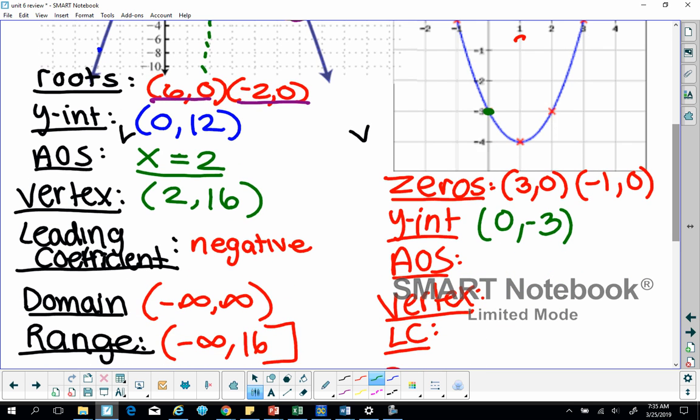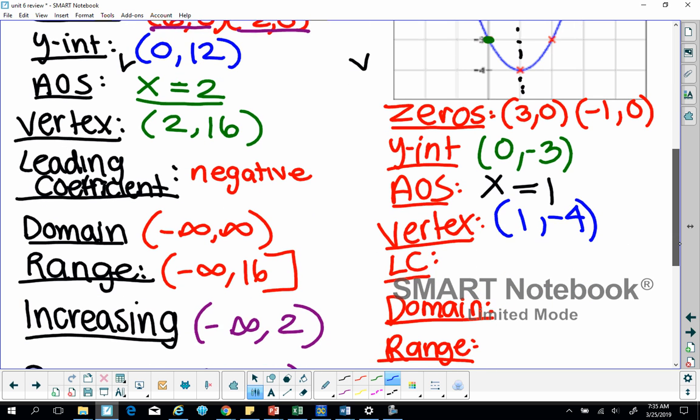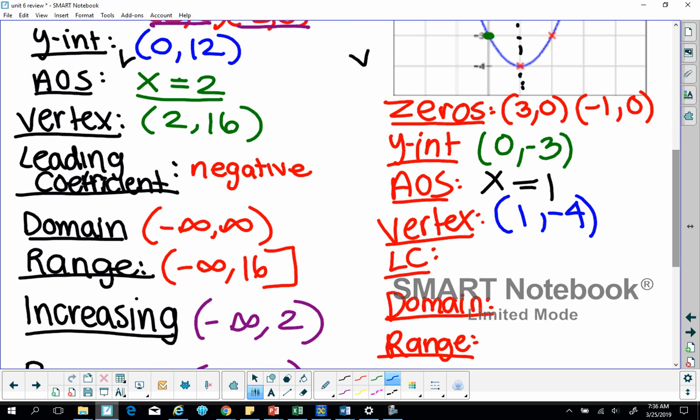Ron, what's the axis of symmetry? X equals 1. Good. Who got that? Good. Because your axis of symmetry is this line. Kamari, what's the vertex? 1, negative 4. Beautiful. Keandra, is the leading coefficient positive or negative? Positive. Beautiful. It's facing up.